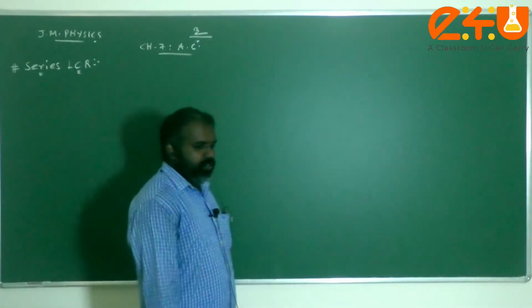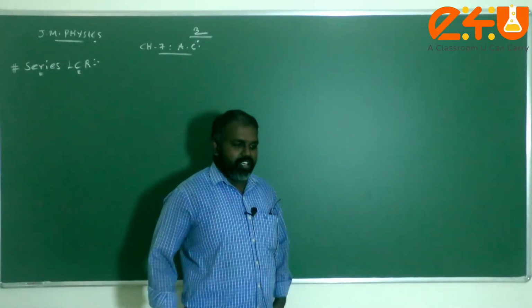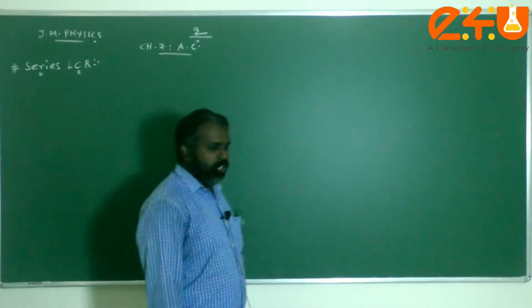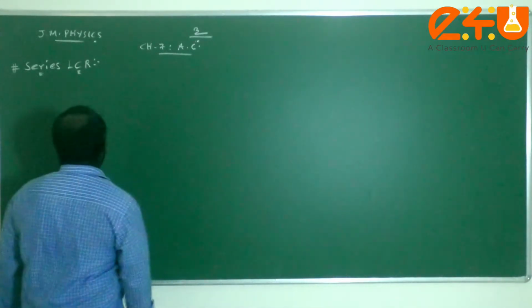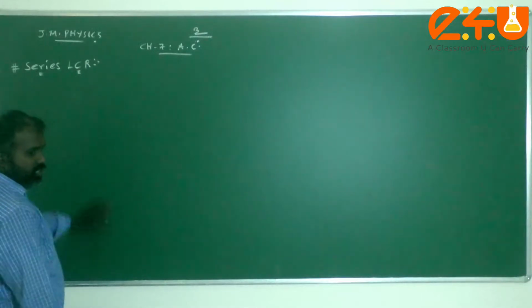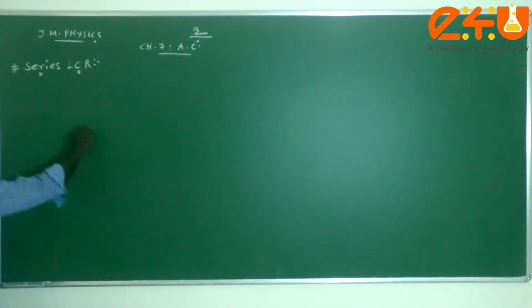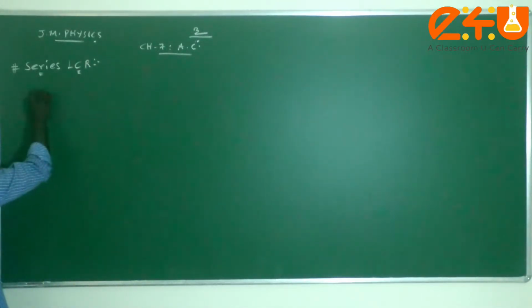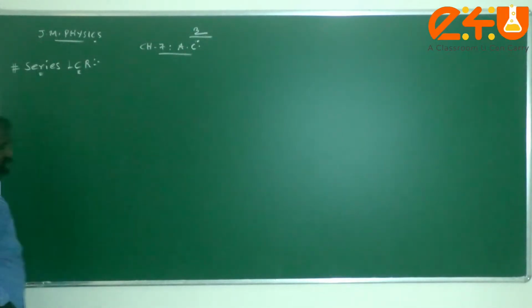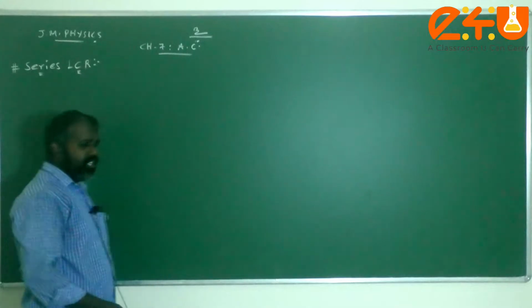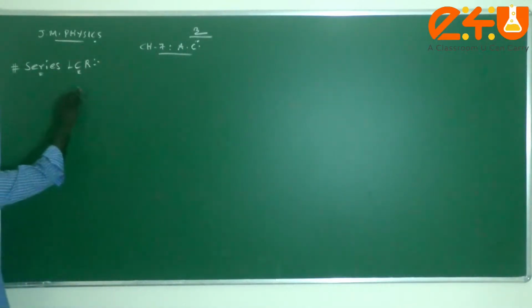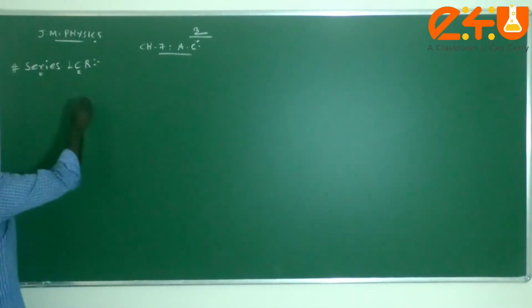Students, continuing the chapter on alternating current, today we are going to discuss the important 5-mark category topic: the series LCR circuit. First we have to remember the AC with the inductor, AC with the capacitor, and AC with the resistor. You know those results. I hope you have seen my videos.